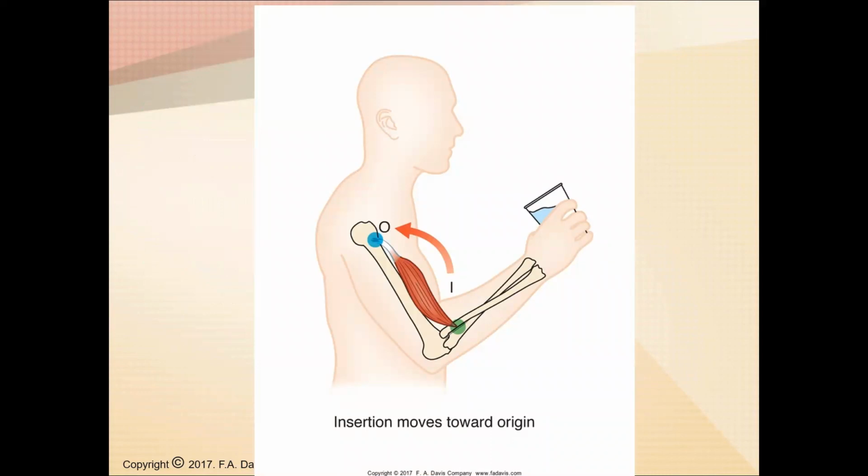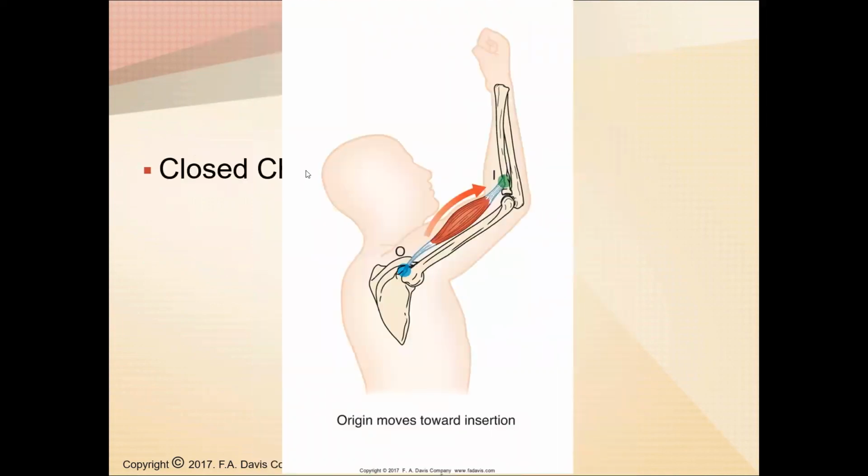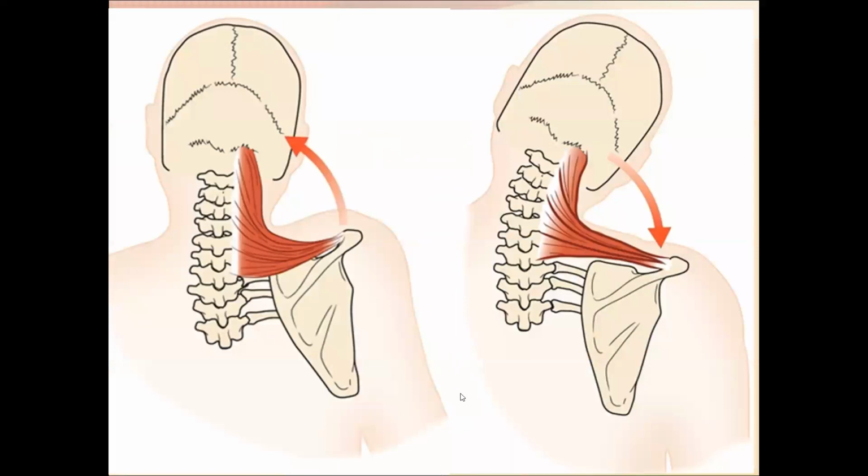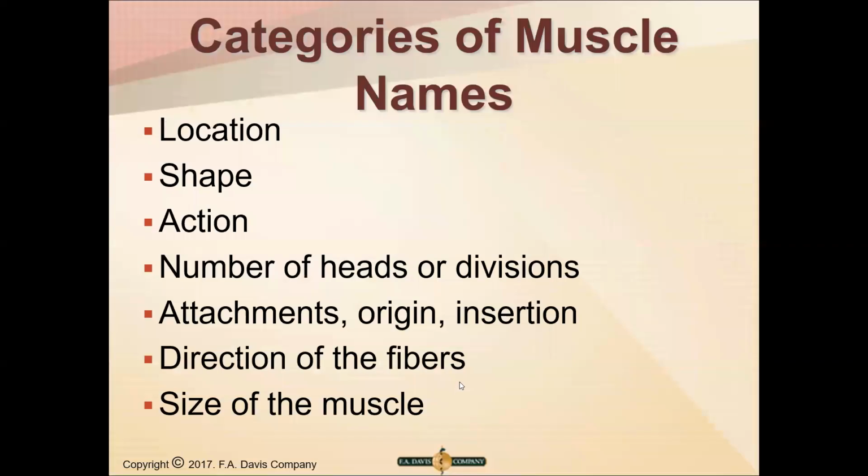So here's a biceps, right? Bringing the drink up to the person's face, where it's moving the insertion towards the origin for shoulder flexion. And then here we have a closed kinetic chain, right? Where it's actually going to move things away from the insertion. There's the good old upper traps, right? And they allow you to do things like that. You can do both ways with the upper traps.